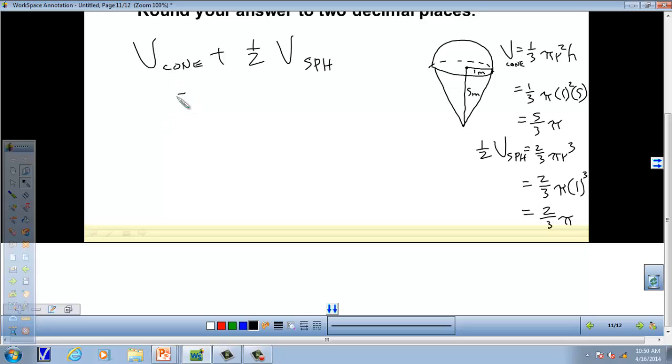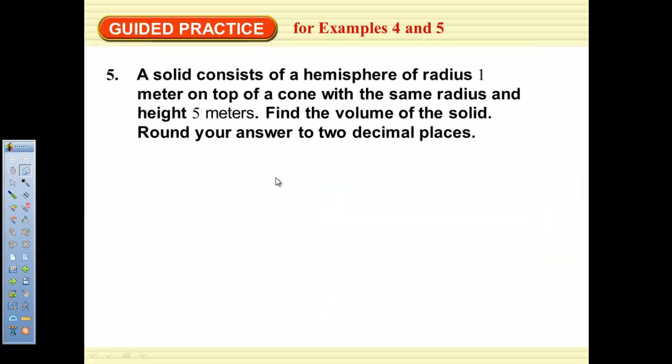So volume of the cone is 5/3 pi. This other part would end up being 2/3 pi. Total gives us 7/3 pi. We're going to get our calculator. 7 divided by 3 gives us 2 1/3. We're going to multiply that times pi. Answer should, whoops, this is exact. The approximate answer is 7.33 cubic meters. There you go. And you're done. Thanks.